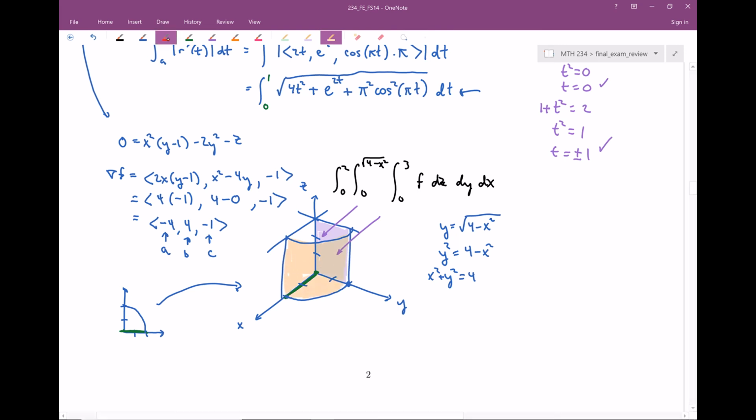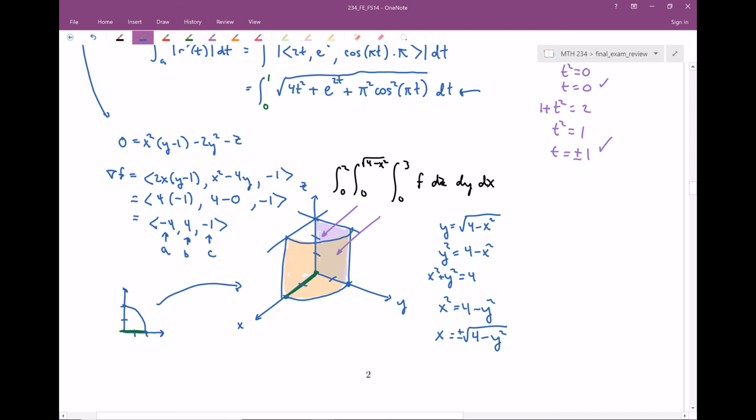And remember, that comes from the equation x squared plus y squared equals 4. But now I need an x value, so I need to solve for x equals. If I try to solve for x, I'm going to have x squared equal to 4 minus y squared, which gives me x equal to plus or minus the square root of 4 minus y squared.